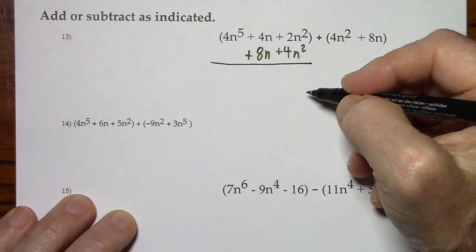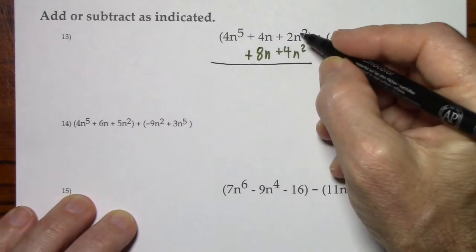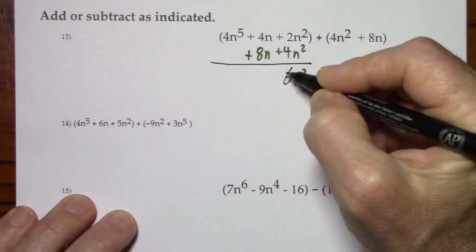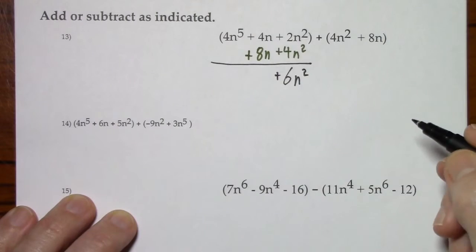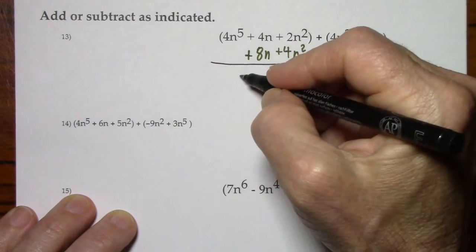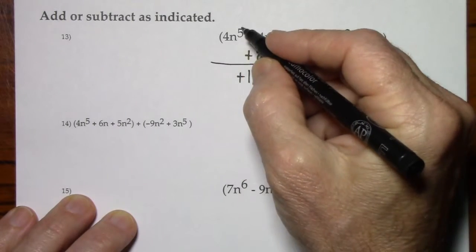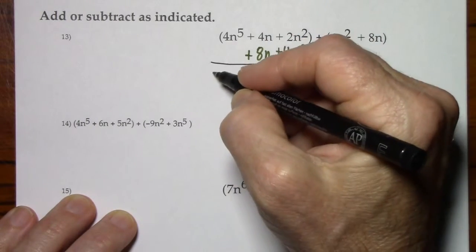And then I'll simply add vertically. So this gives us 6n squared, and it's positive. 12n, again it's positive. And 4n to the 5th, there's nothing to combine it with.